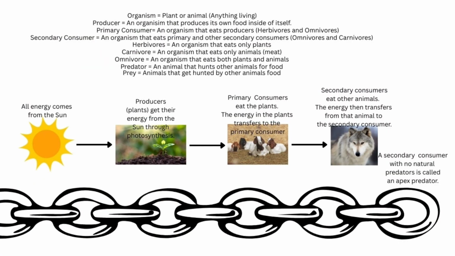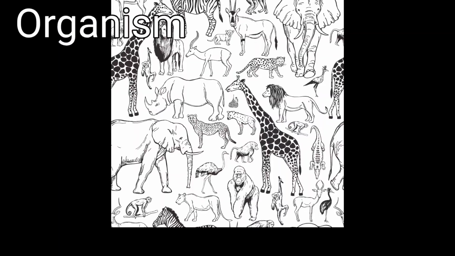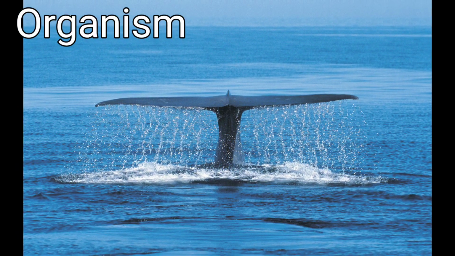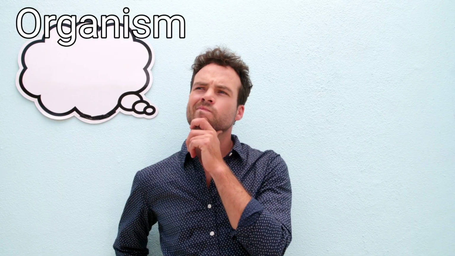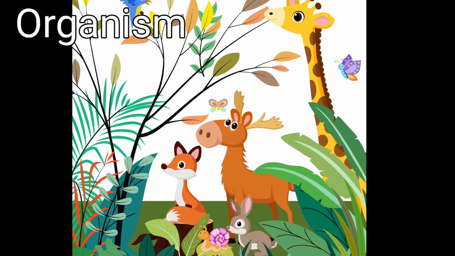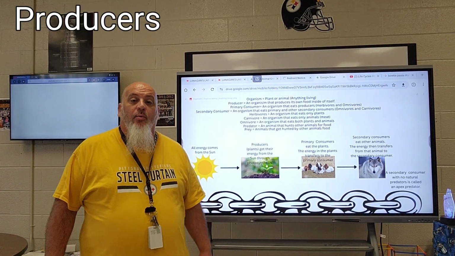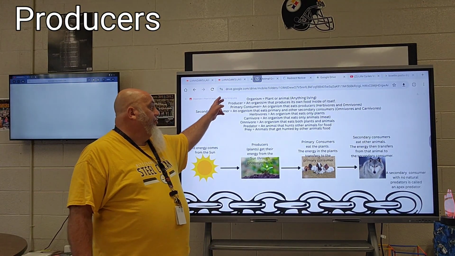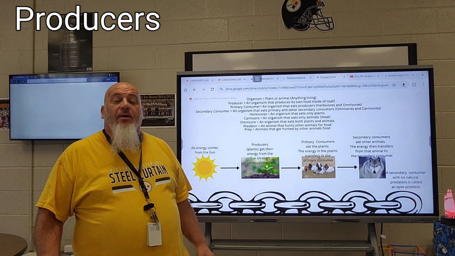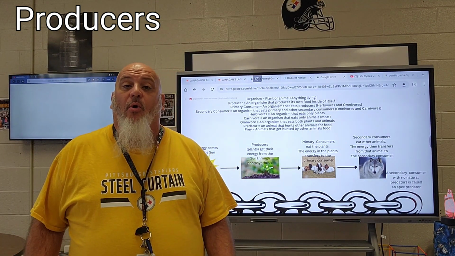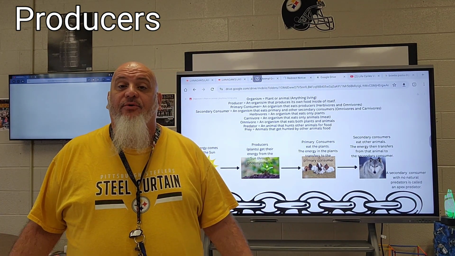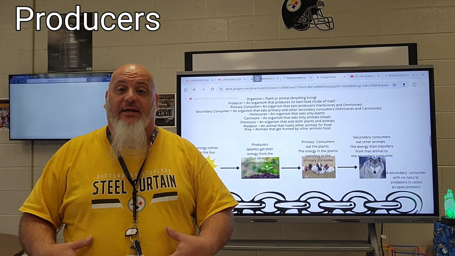We learned that any living thing is called an organism. This could be a plant, an animal, a blue whale, a tiny piece of bacteria, a human being. We're all organisms. I am an organism. We learned that there are producers and consumers. Producers are like plants. They are organisms that make the food inside their bodies.